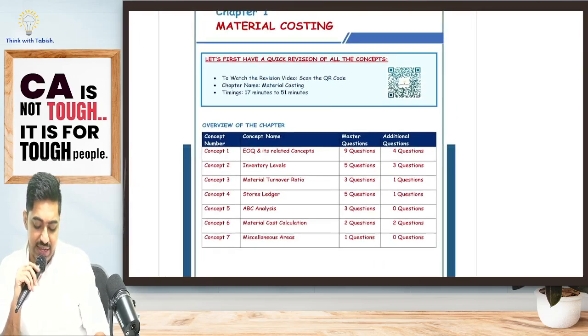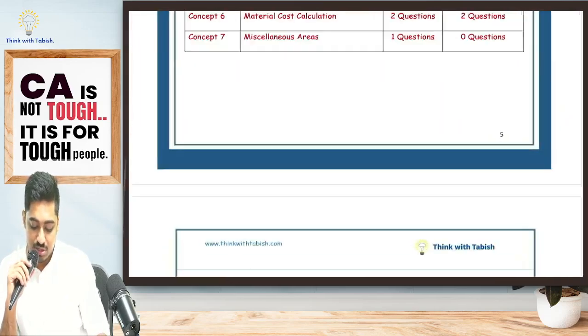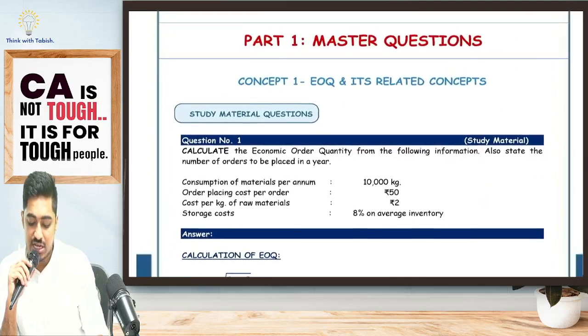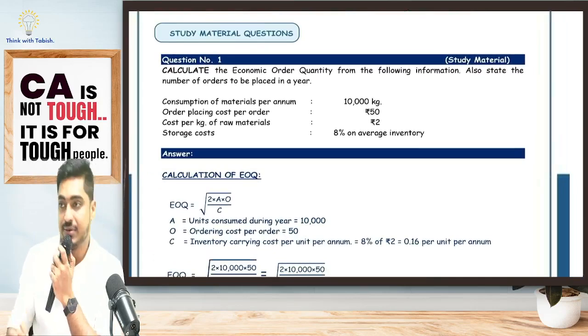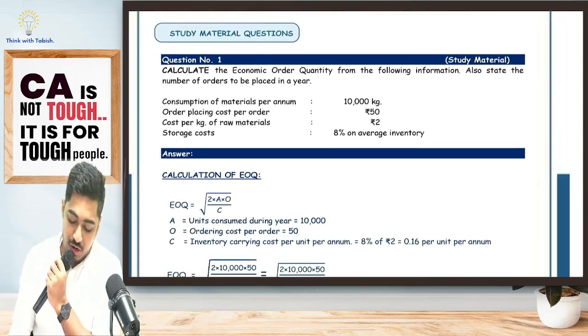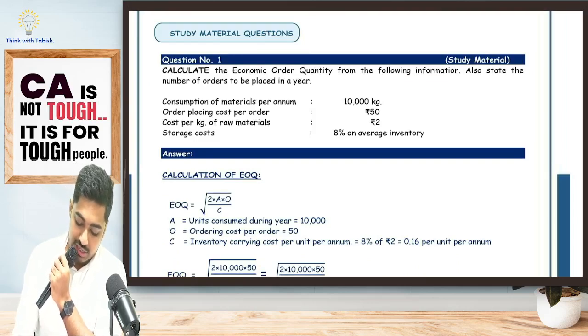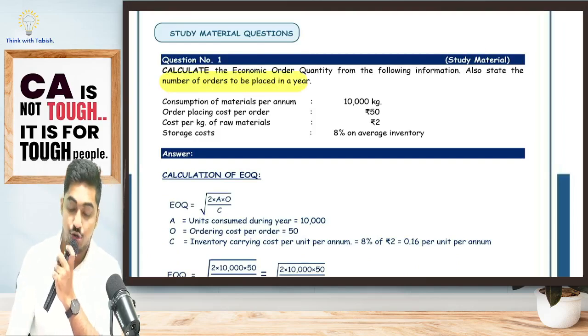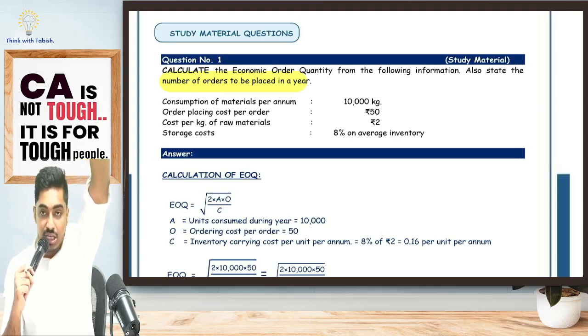For now, let us directly begin. Concept number 1, EOQ and its related concepts. In that, first we have study material questions. Question number 1: Calculate the economic ordering quantity from the following information. Also state the number of orders to be placed in a year. Two things are needed. EOQ I want, number of orders also I want.